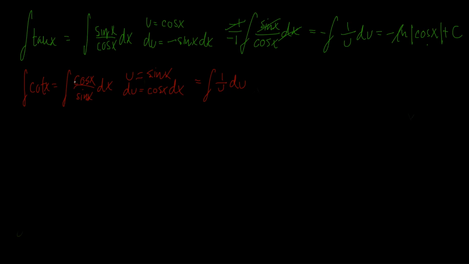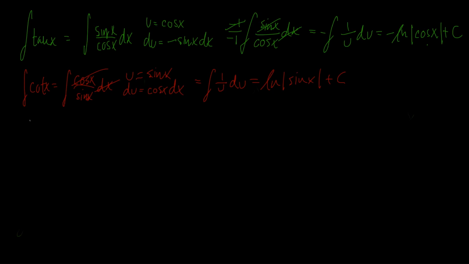My du was cosine dx, so that gets canceled and turned into a du, and my sine x was 1 over u. And the integral of 1 over u, or just 1 over x, would be ln absolute value of the denominator, that u. And that u right there is a sine x, so I'm just going to sub back in my sine x. So my final integral is ln absolute value of sine x plus c, right? And that's tangent and cotangent.